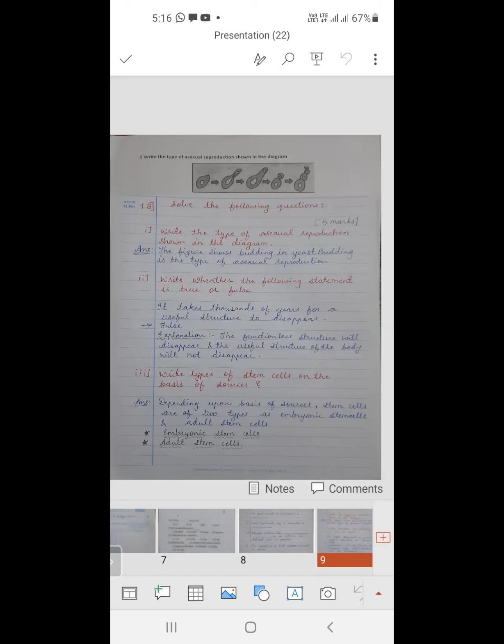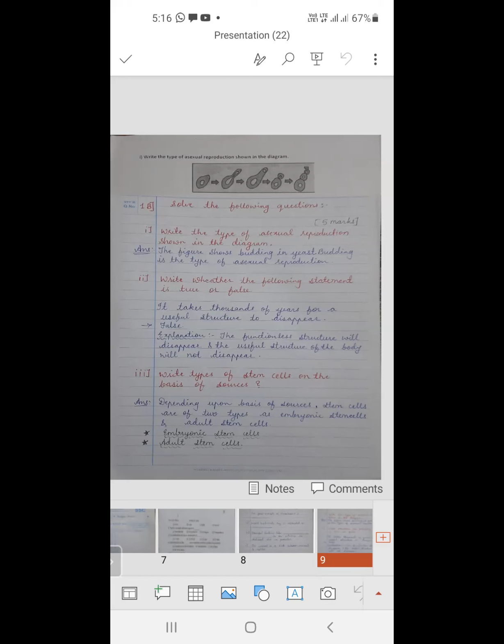So the first one is, write the type of asexual reproduction shown in the diagram. After looking at this diagram, you will come to know that this is the example of budding. This is the type of asexual reproduction shown in this figure. So how will you write this answer?